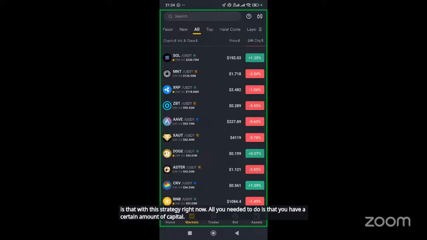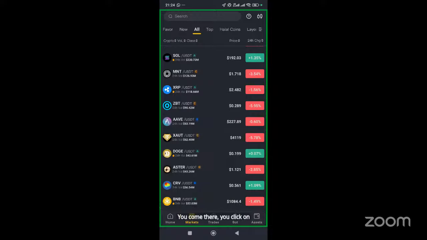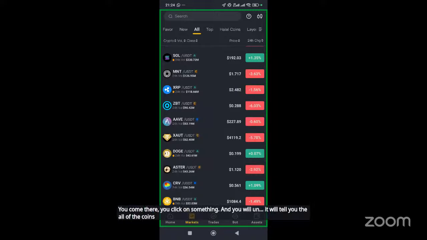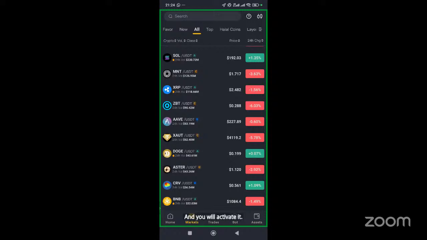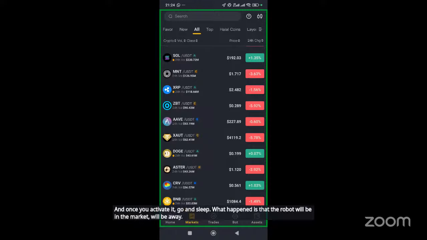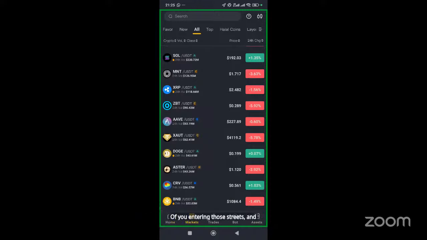You come there, you click on something, and it will tell you all of the coins, and you will activate it according to the price they recommend for you. And once you activate it, go and sleep. What happens is that the robot will be in the market, will be aware of you entering those trades, and it will pick the trades, the coins, by itself.